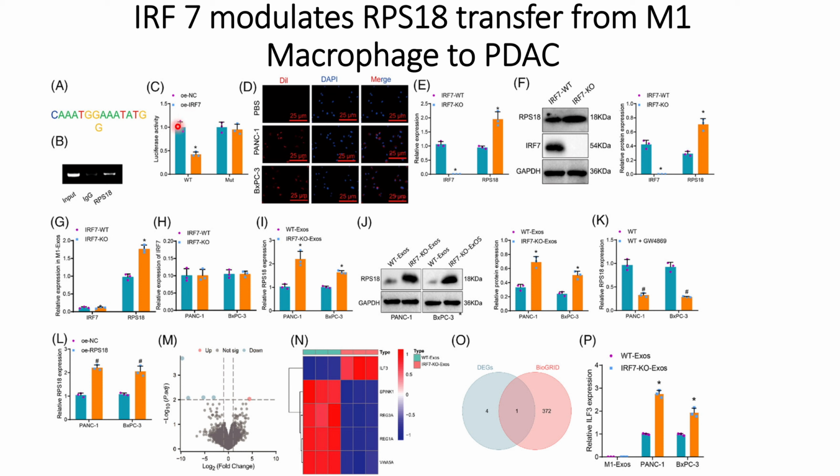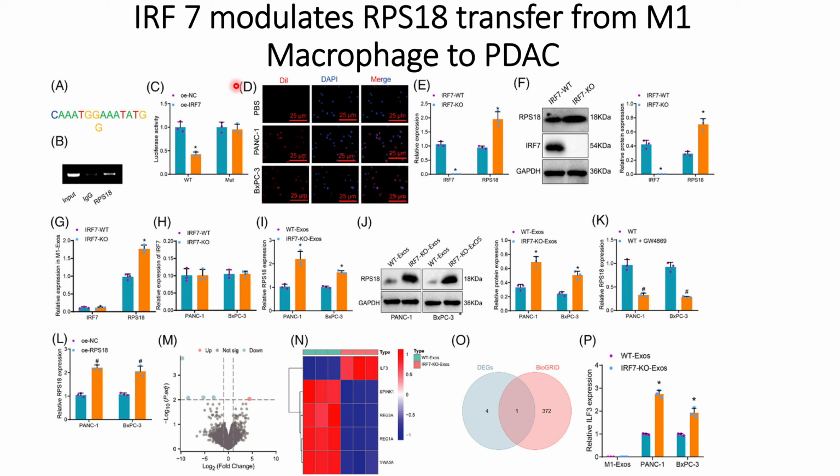However, when the binding regions are mutated, they do not see any difference. This indicates that it is the binding region of the promoter that causes the RPS18 transcription disruption.